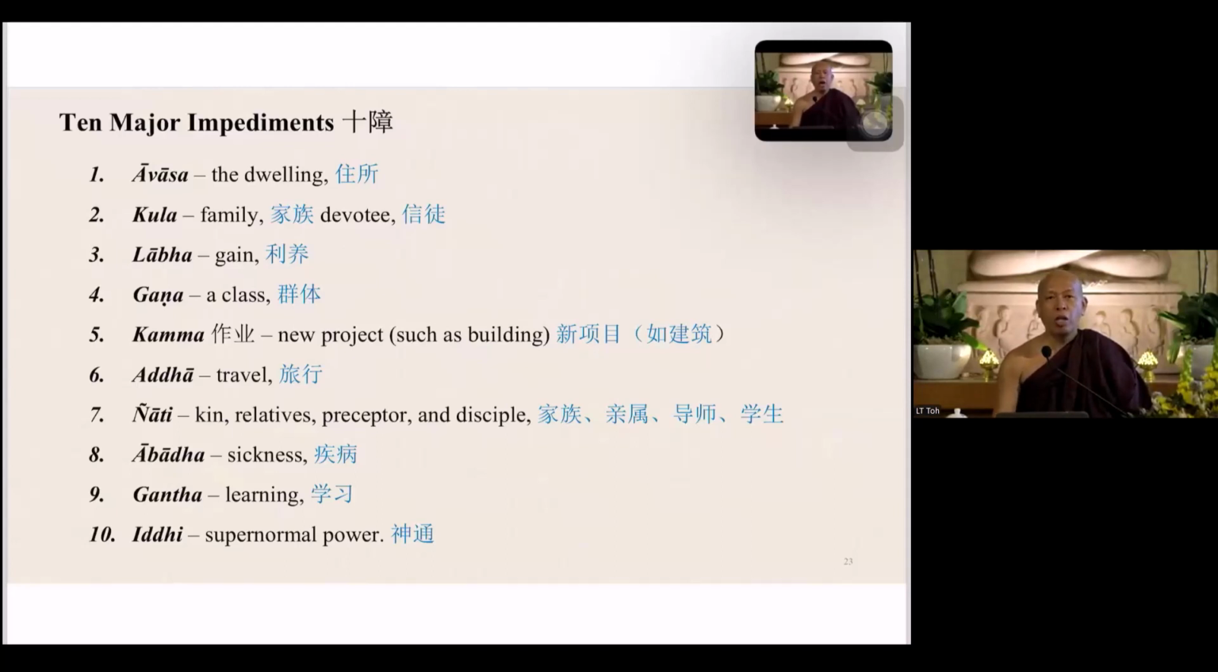Supernormal power. Why does the Buddha mention supernormal power? Why does it become an impediment? It's a good thing, right? You can fly in the sky. You can dive into the water. You can also hear even very subtle sounds from very far. You can also see even divine beings. These are good qualities. Why does it become an impediment?